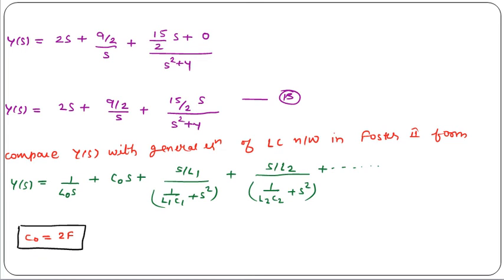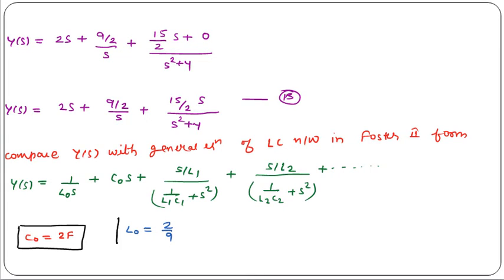Then if we compare the next term, we have 9 by 2 of s. So this is matching with 1 by L0 s. So what is the value of L naught here? L naught value will be equal to 2 by 9. Okay, so if we compare, then L naught we are getting as 2 by 9.